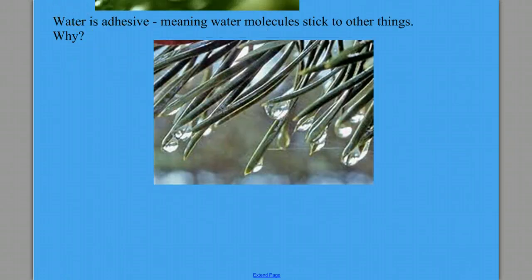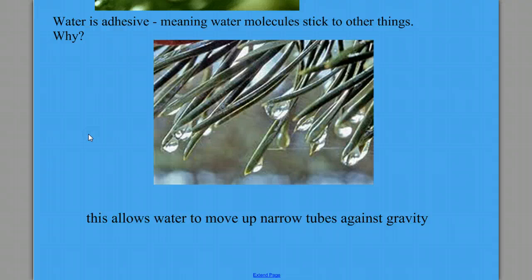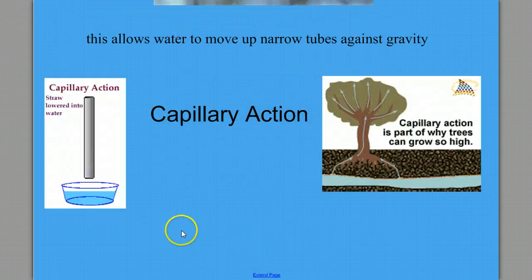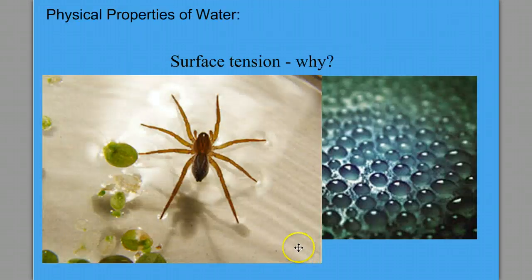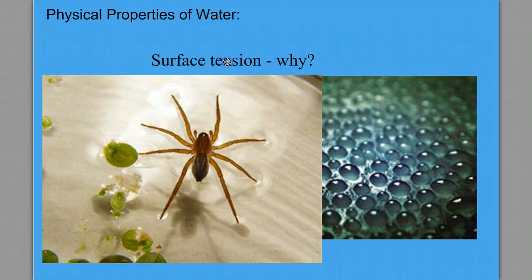Now, what does this mean for living things? Well, this allows water to move up narrow tubes against gravity in what we call the capillary action. And if it weren't for this capillary action, we wouldn't be able to draw water up through plants like we can so efficiently. If it weren't for the stickiness of water, we wouldn't be able to use a straw to drink our soda. This stickiness of water also gives rise to surface tension.